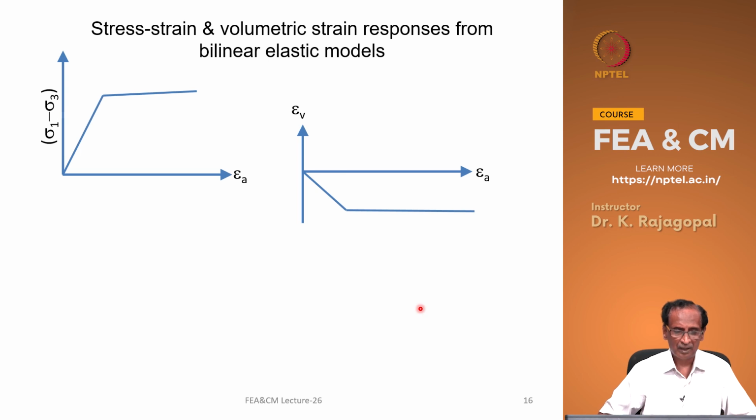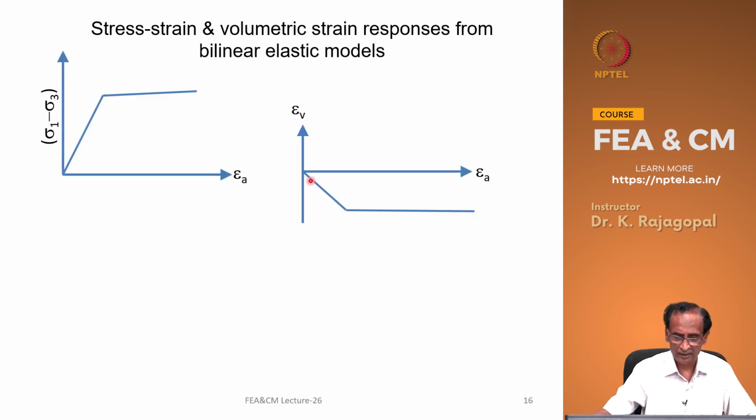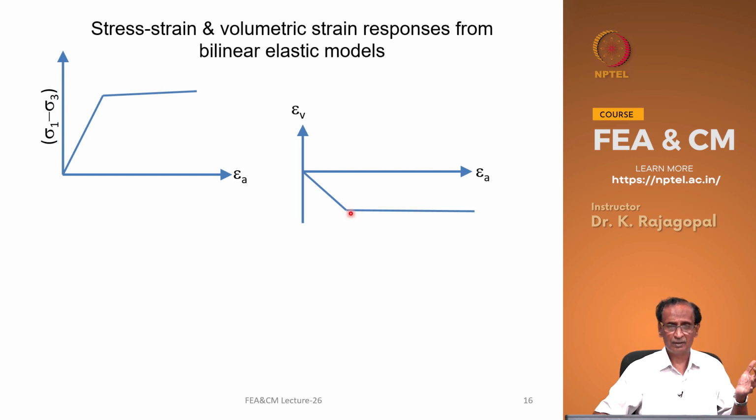If you plot the stress-strain graphs with increasing axial strain, initially your deviator stress will go on increasing, but after the yield limit it remains more or less constant. That is what we have seen here. Once it has reached 520, it has remained more or less constant, only increasing by a small value. Similarly, after you reach the plastic limit, your volume has more or less remained constant, because our Poisson's ratio now is very close to 0.5. That shows that the soil is incompressible.